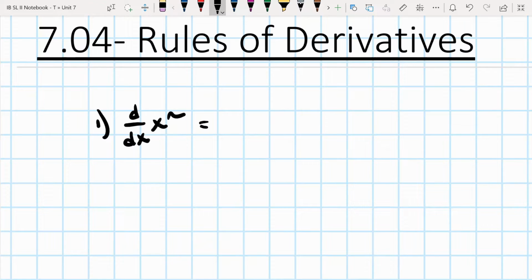And that is when we take the derivative of a polynomial function x raised to some power n, the derivative of this is n x to the n minus 1. So you bring the n down and then you subtract 1 from the exponent.